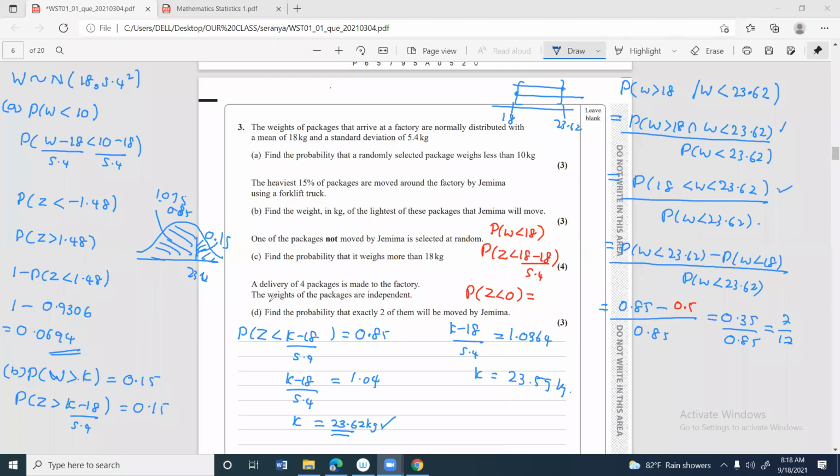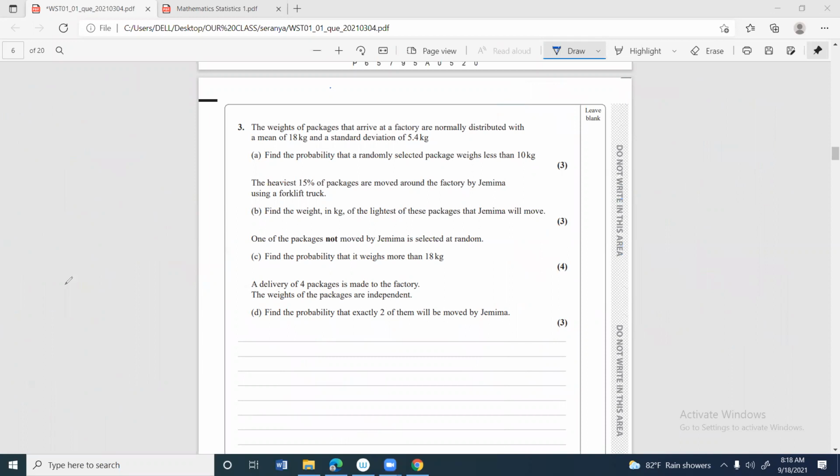Right. Then when you come to part D of this question, they mention a delivery of 4 packages is made to the factory. The weights of the packages are independent. Find the probability that exactly 2 of them will be moved by Gemini. When you get the first package, it may be transferred by Gemini or not. The probability of transferring it by Gemini is 15%, 0.15. Then not Gemini is 0.85.